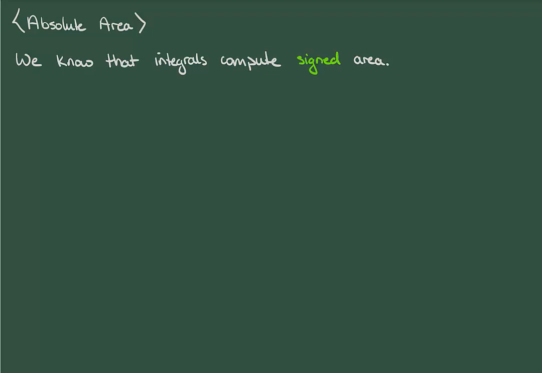Our goal in this section is to compute the total area under the graph of a function. Now the problem is that integrals compute signed area. For example, let's take a nice easy function like y equals 2x plus 4 on the interval -3 to 1.